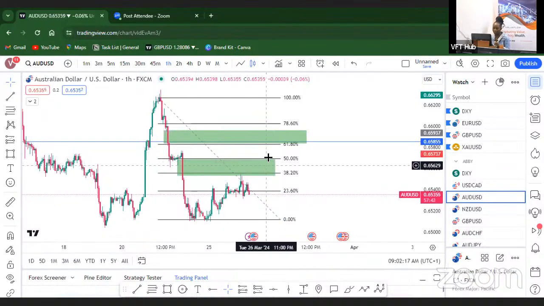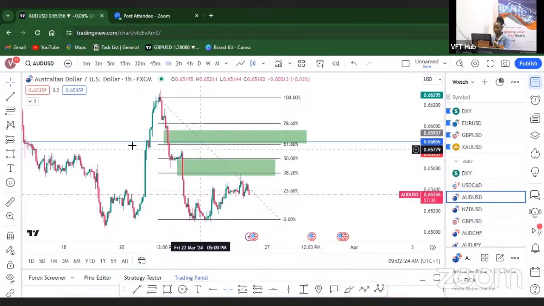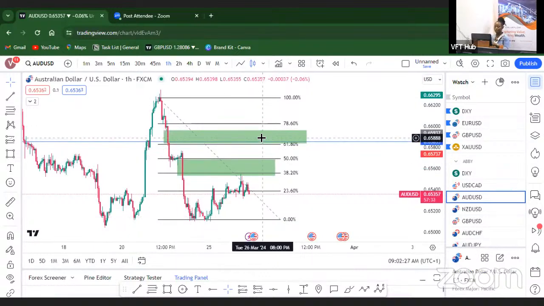Price trades all the way up and taps into the 50% fib level and then drops. We'll be willing to sell. If it doesn't respect this level, it trades into the other fair value gap, which we have here, between the 61.8 and 78% fib level, and then we sell.